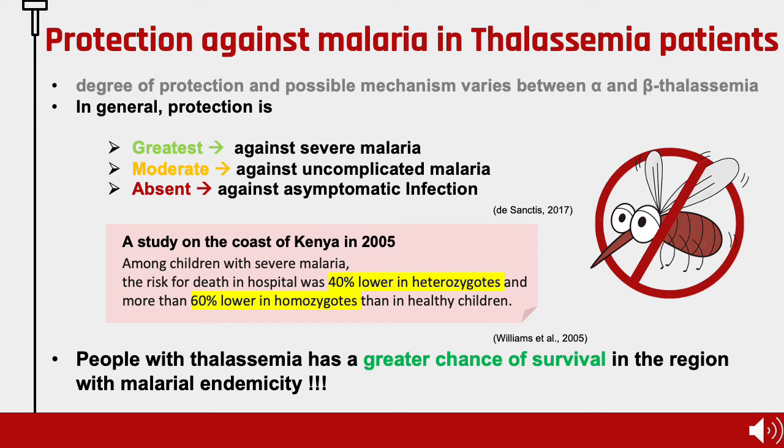Thalassemia protects malarial patients from a range of clinical manifestations, and in general, protection is greatest against severe malaria, and there's no evidence shown that thalassemia protects against the infection. Anyway, people with thalassemia have a greater chance of survival in regions of malarial endemicity, and therefore we will find more people with thalassemia in those regions.